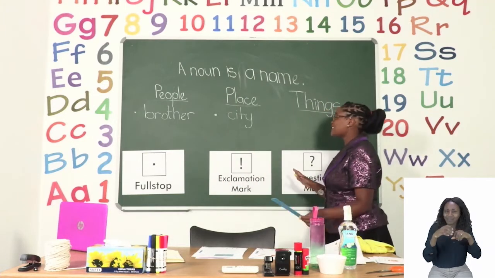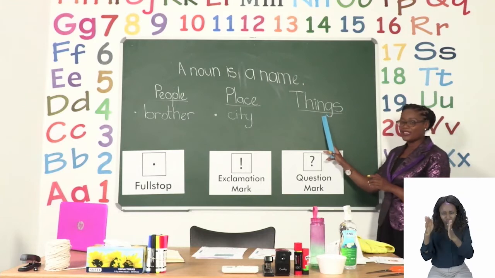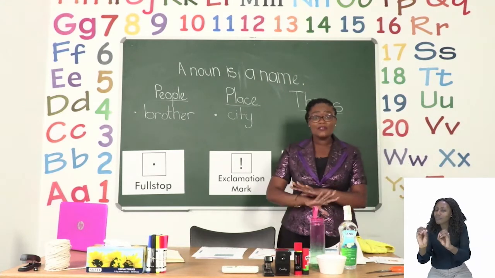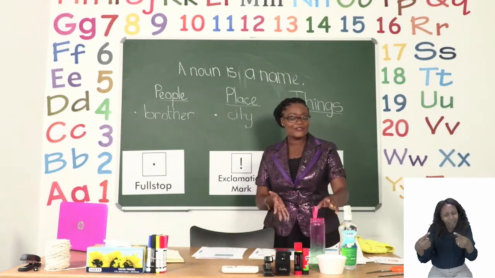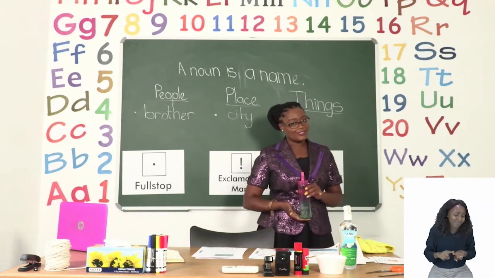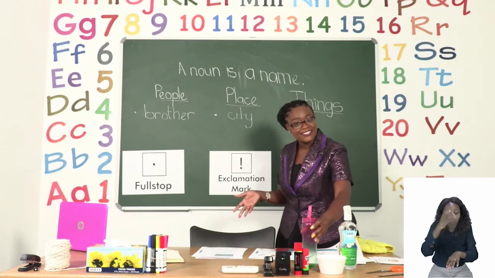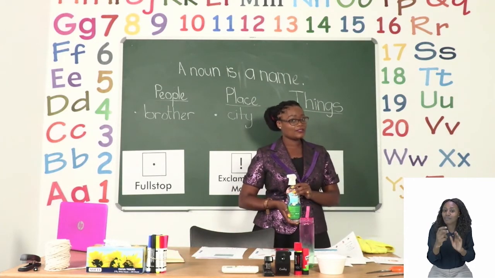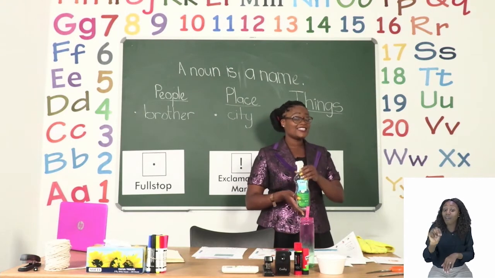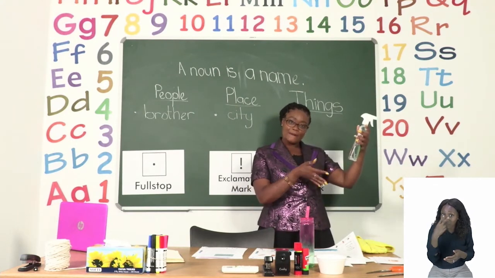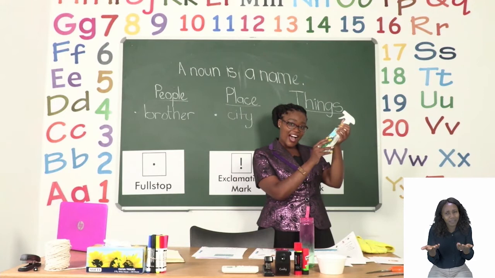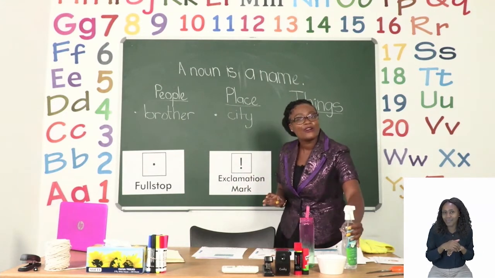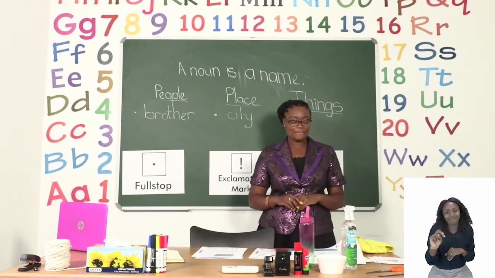And then lastly, we have things. But I did not write anything there because things can be anything. For example, my bottle is a thing, so it is a noun. The sanitizing bottle and even the sanitizer itself. Why? Because we can touch it and see it. So it becomes a common noun.